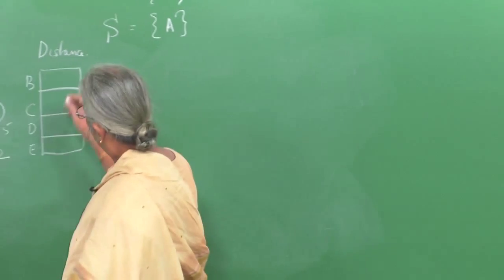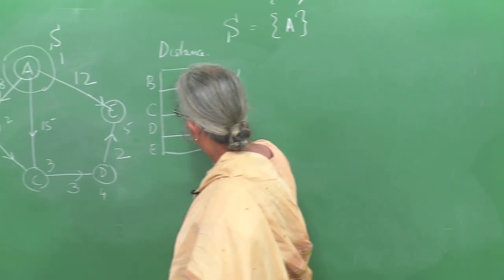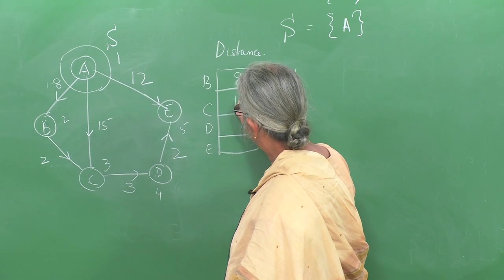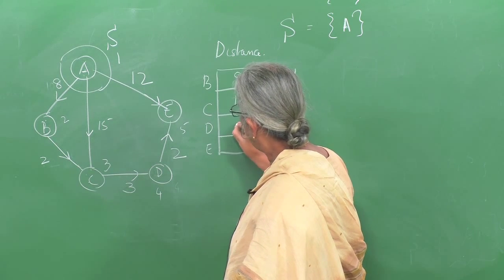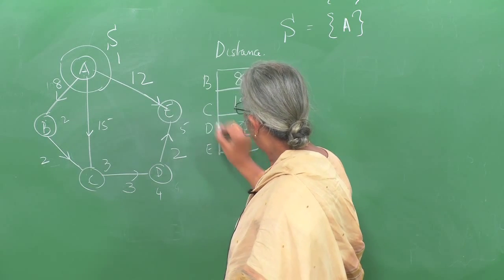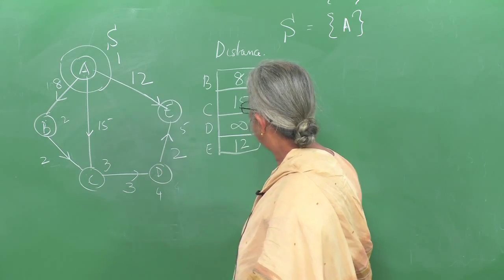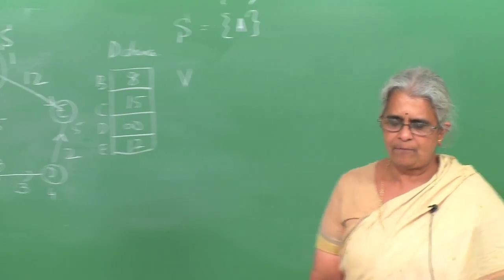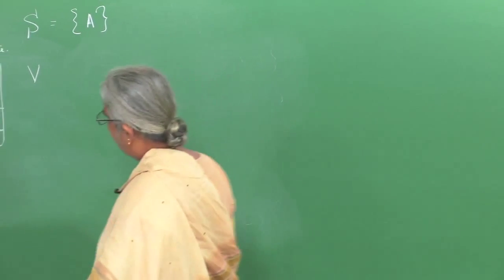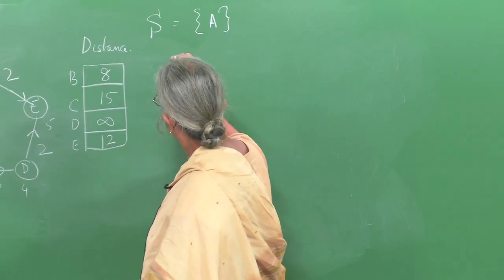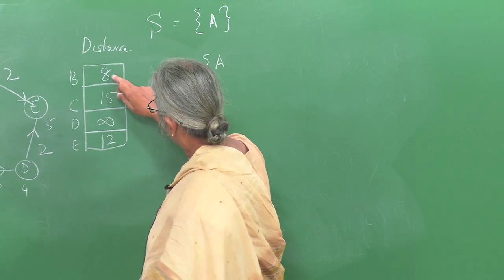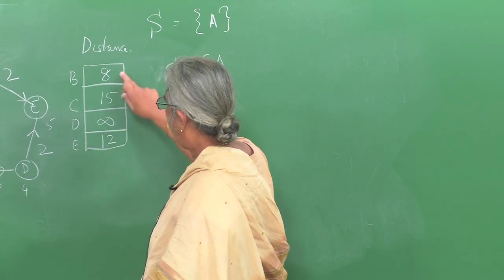So we have the direct edges. From A to B the distance is 8, A to C the direct distance is 15, A to D I don't have a direct path, so I mark it as infinity, and A to E there is a direct path, I mark it as 12. Okay, so initially I make a distance vector like this. Then, from the set of vertices, we include in the set S the vertex that is closest. If you look at 8, 15, 12, 8 is the closest.